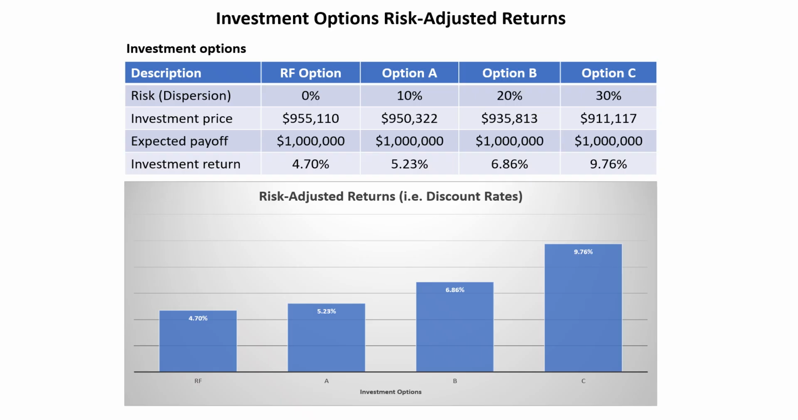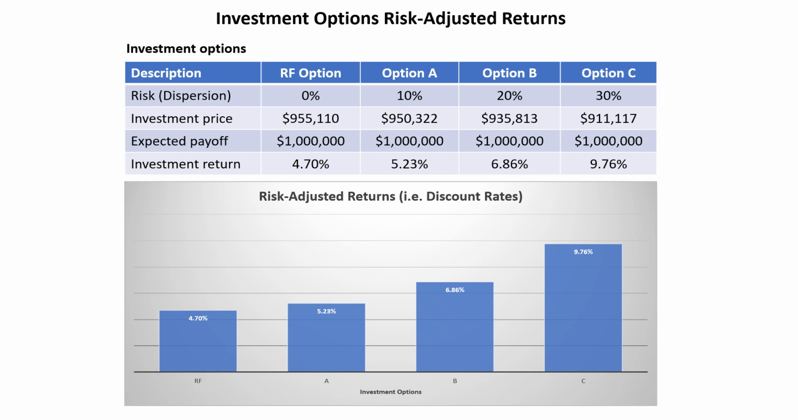So the investment price, this is what we would pay for those investments now. If I had the risk-free option, I would pay $955,110 for it. If I opted to go with option A, I would spend something less, $953,322. If I said instead I'll go option B, then I'll even pay less than that, $935,813. And then option C, which we calculated in the previous slide, $911,117.